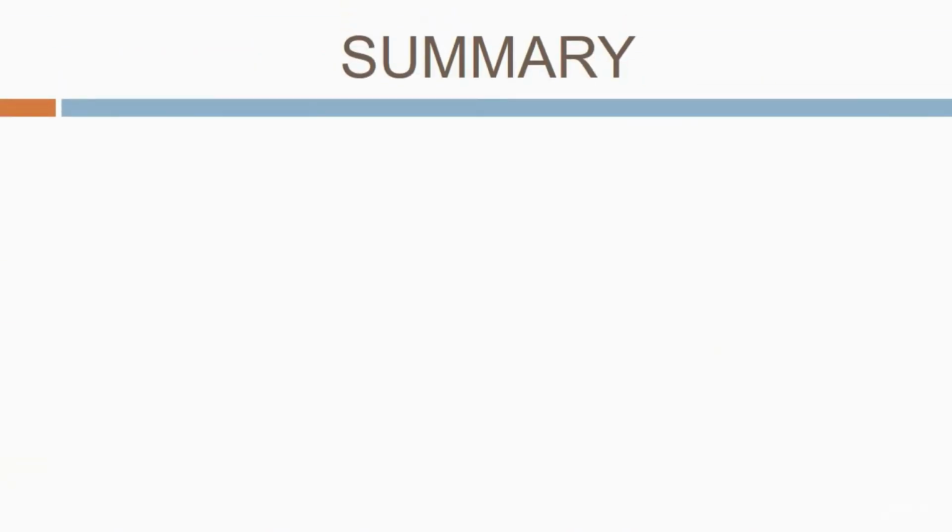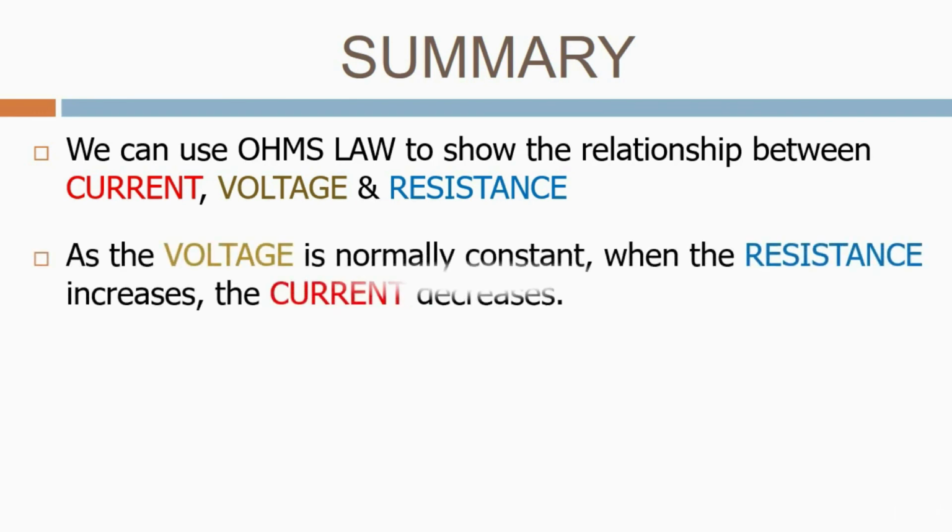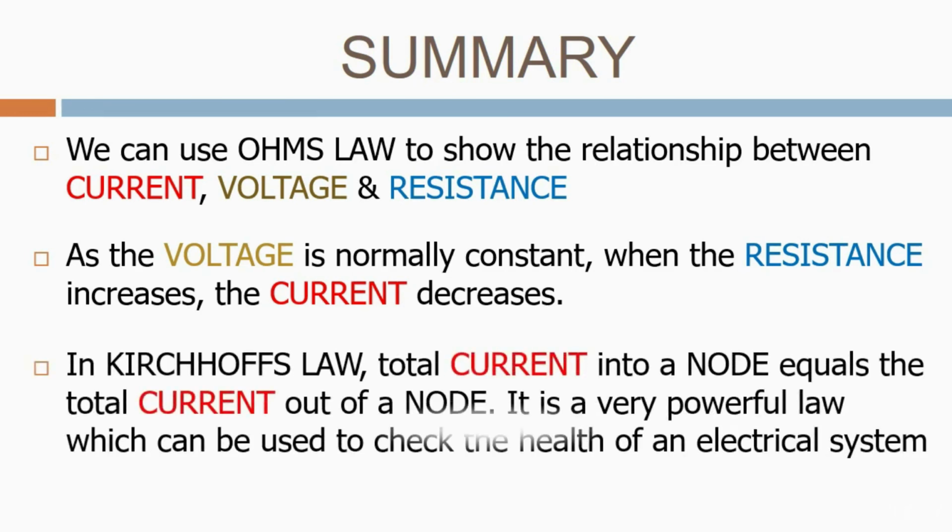Let's summarise what we've learned today. We can use Ohm's law to show the relationship between current, voltage and resistance. As the voltage is normally constant, when the resistance increases, the current decreases. In Kirchhoff's law, total current into a node equals the total current out of a node. It is a very powerful law which can be used to check the health of an electrical system.